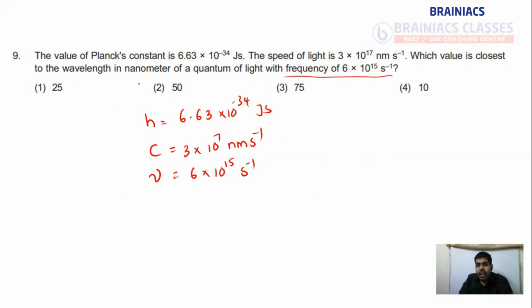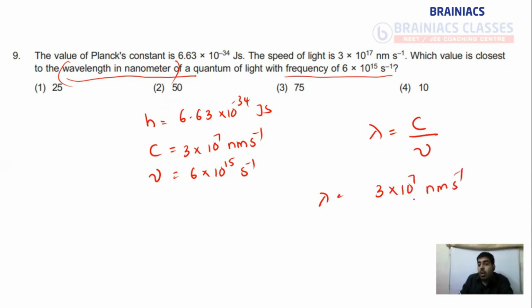Now we have to calculate wavelength in nanometer. So what is the equation relating lambda, nu and velocity of light? Lambda is equal to c by nu. So lambda is equal to 3 into 10 raised to 17 nanometer per second. Now, no need to convert this nanometer to meter because we have to calculate wavelength in nanometer. Divide by frequency.